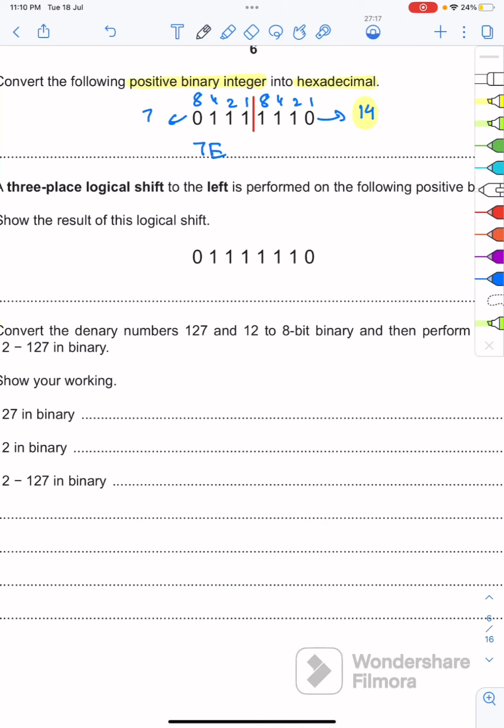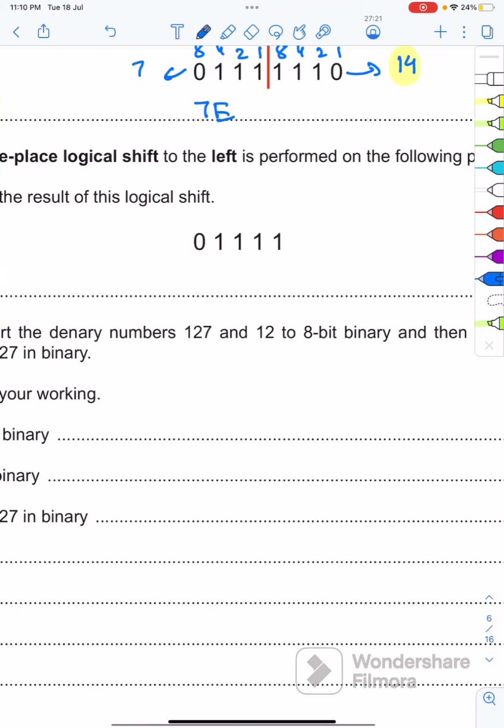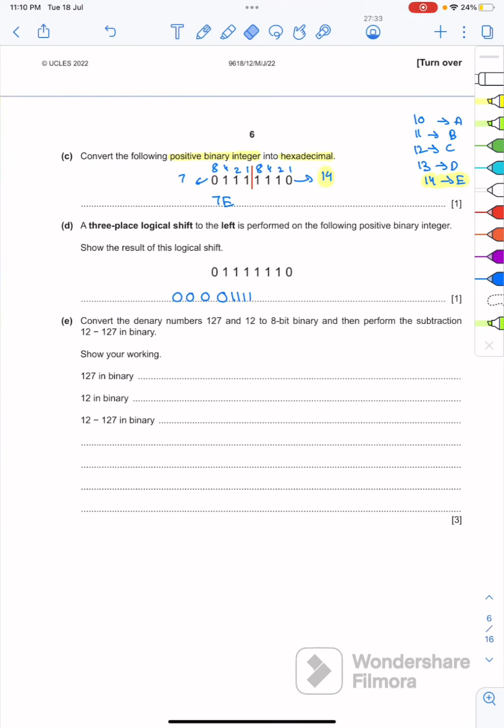Let's remove this first. And let's just write these down. So you've got 0 and then a 1, and so we've got 5 bits. We need to add 3 more zeros. And that'll be your answer. And that is essentially how you do it. So you do the same if it was a logical shift to the right.